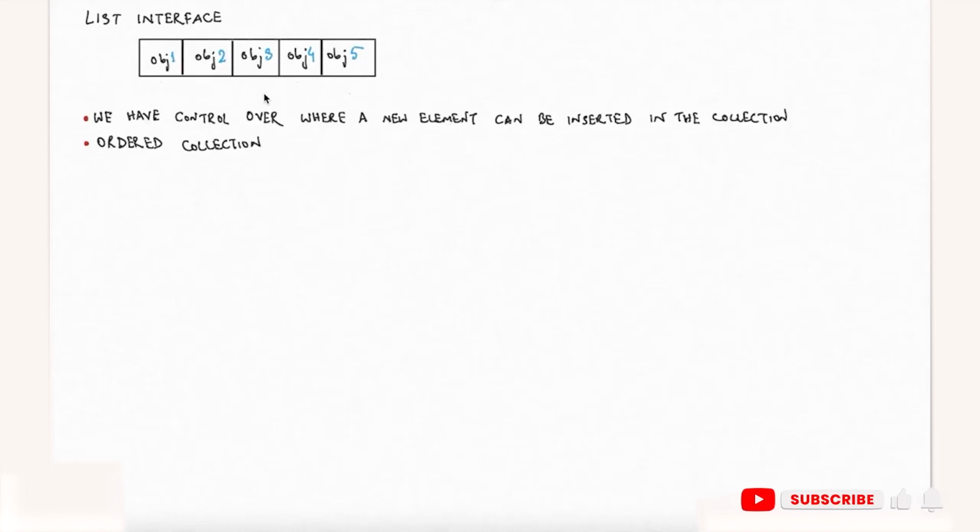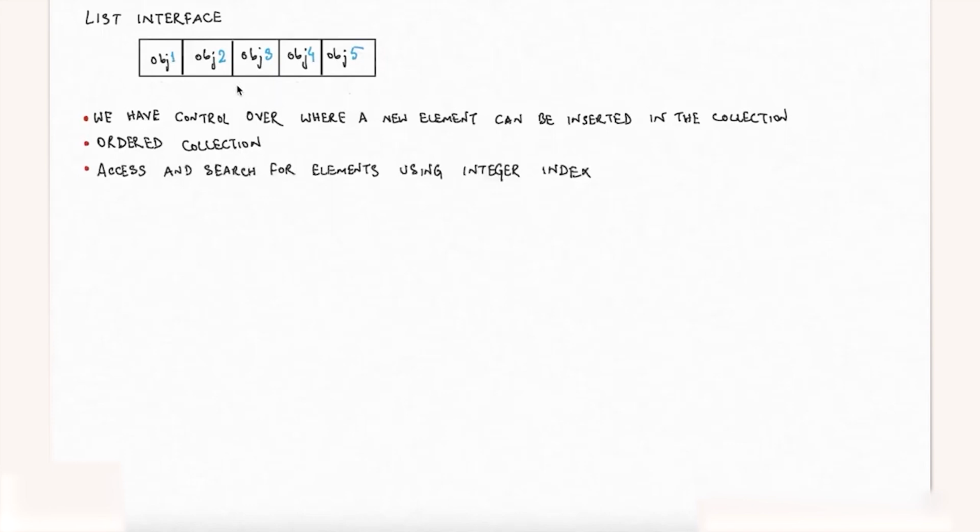How does a list maintain this order? It has indices, so we can index through these objects. And we'll see that just in a moment. So in a list, we can access and search for elements using integer index, which means that the index value is always an integer. A list interface also allows duplicate elements. So you can have objects that are equal to each other repeated multiple times in a list.